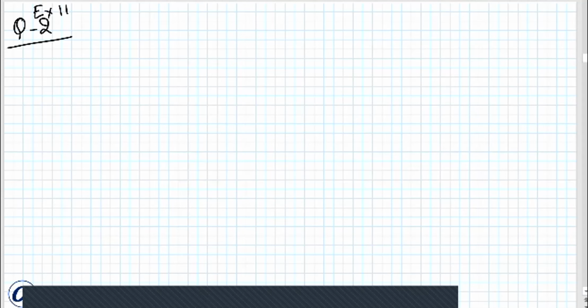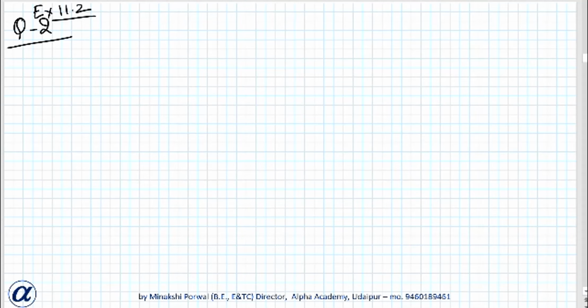Exercise 11.2, question number 2. Construct a tangent to a circle of radius 4 centimeter from a point on a concentric circle of radius 6 centimeter and measure its length. Okay. So basically, what we have to do?